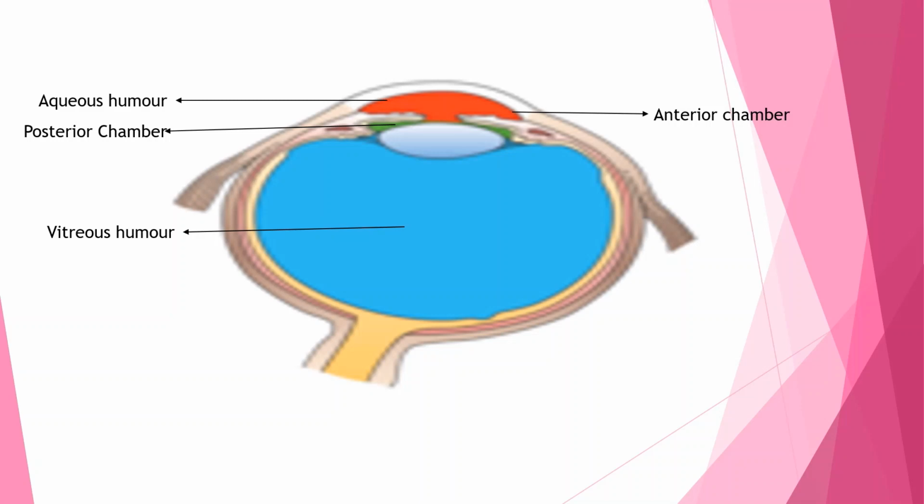Next is vitreous humor. It makes up 2/3 of the volume and weight of the eye. It is a clear avascular gel-like substance that fills the posterior chamber. The function of vitreous humor is transparency of the visual pathway, and it also provides structure and shape to the eye.